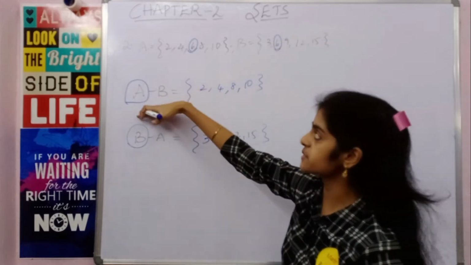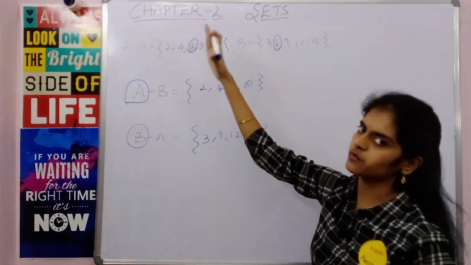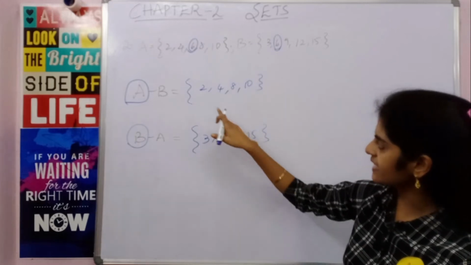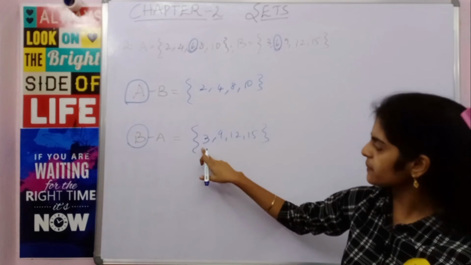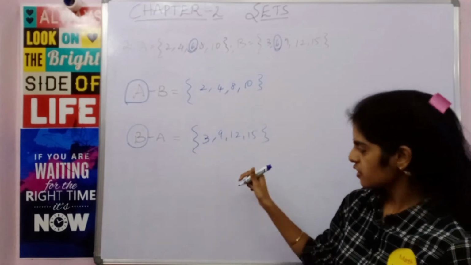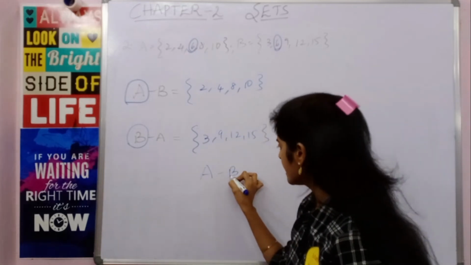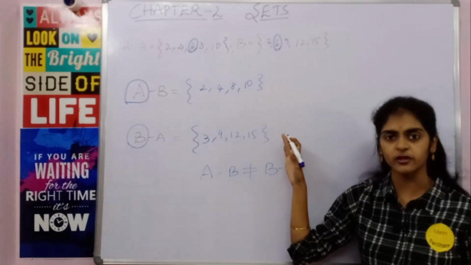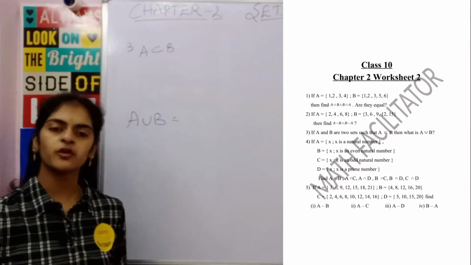If it is A minus B, you will consider the set A and remove the common elements of A minus B. Clear? From this you can see that A minus B is 2, 4, 8, 10 and B minus A is 3, 9, 12, 15. Which means A minus B is not equal to B minus A. Yes, can we conclude that? Because the two sets are really different. Now moving on to the next question.